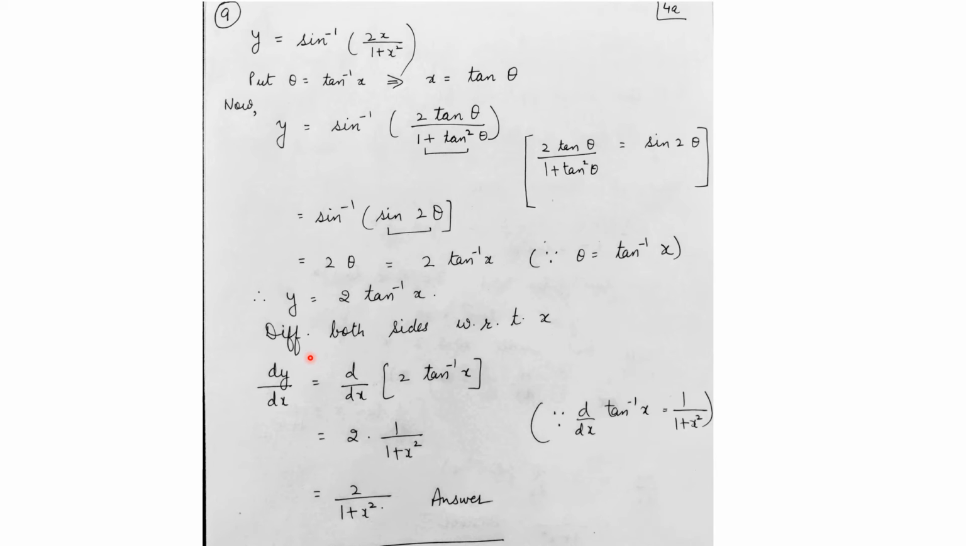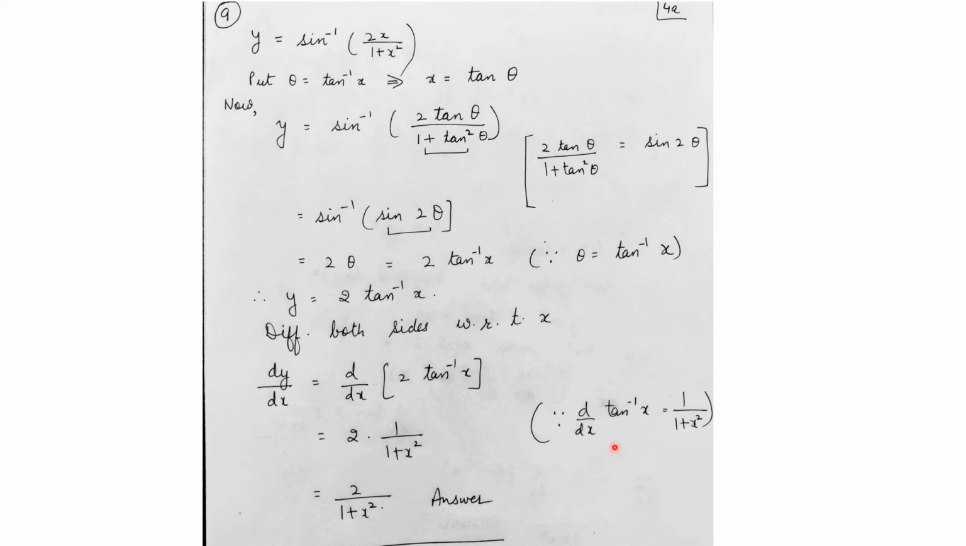with respect to x. But the questions which are beginning from question number 9 to the last question, whenever you are getting inverse trigonometry questions, you have to reformulate the questions a little, and then we will be going for the differentiation. So now differentiating both sides with respect to x, you get dy by dx is equal to d by dx of 2 tan inverse x.